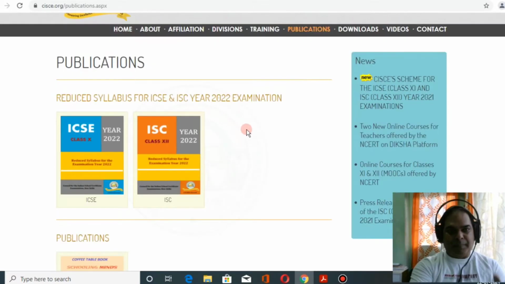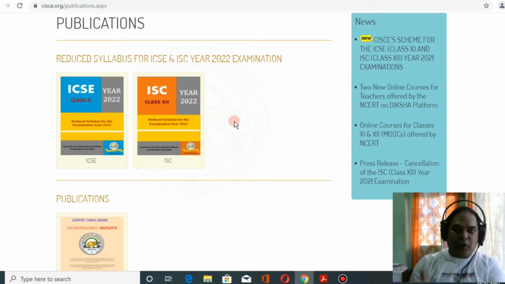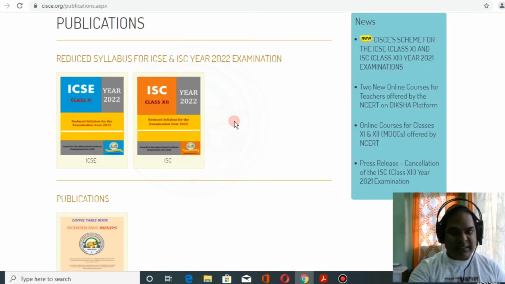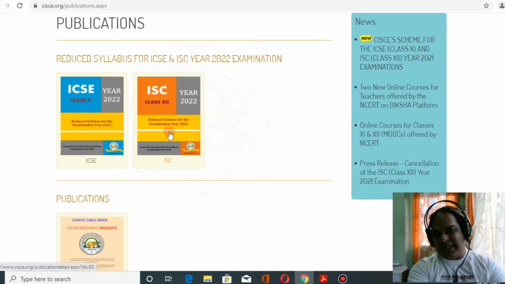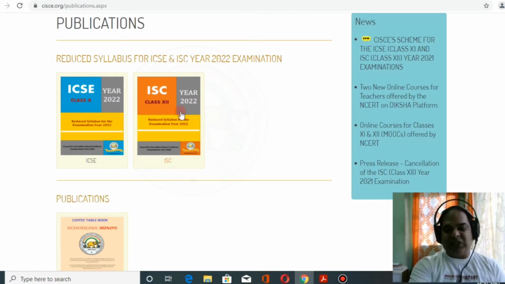Once you click on the publication, you will see what all syllabi are given over here. Under the tab publication, you will see these two things: reduced syllabus for ICSE and ISC year 2022. Those students who will be appearing for their board exam in the year 2022 have to follow this syllabus. So first we will deal with the ISC class 12, the subject which I teach, that is history and political science.